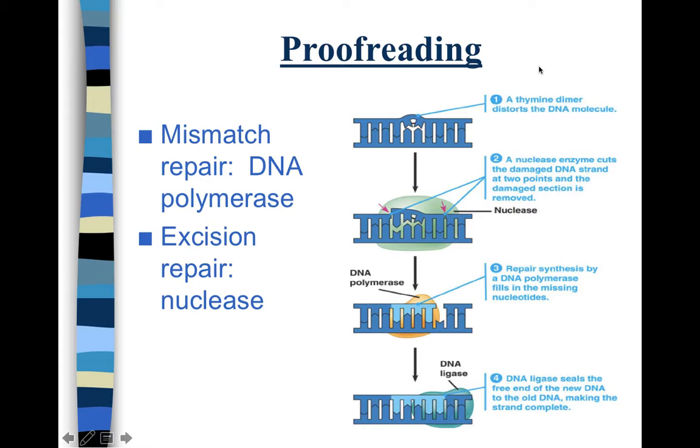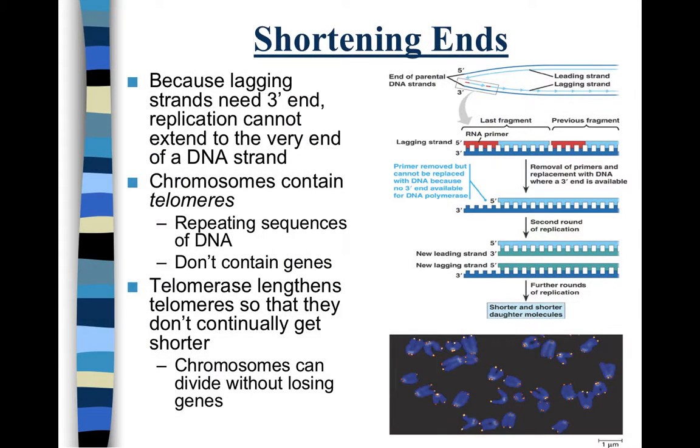A thymine dimer distorts the DNA molecule. A nuclease enzyme cuts the damaged DNA strand at 2 points, and the damaged section is removed. Repair synthesis by a DNA polymerase fills in the missing nucleotides. 4, DNA ligase seals the free end of the new DNA to the old DNA, making the strand complete.